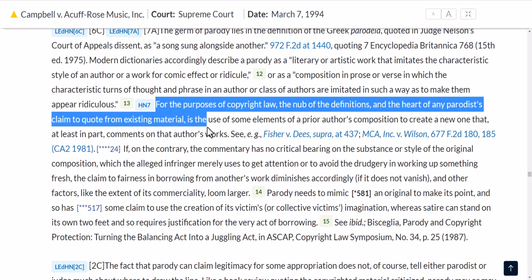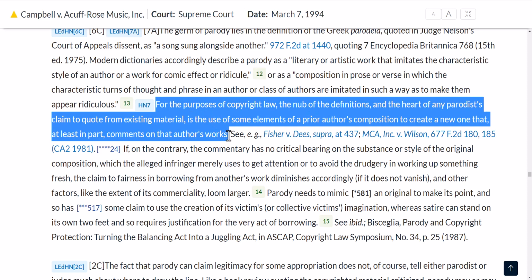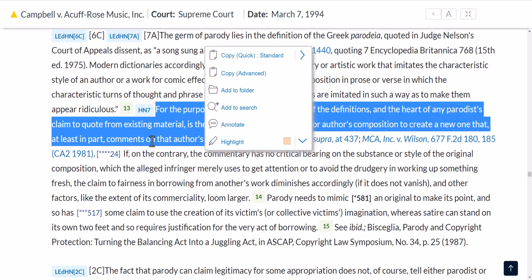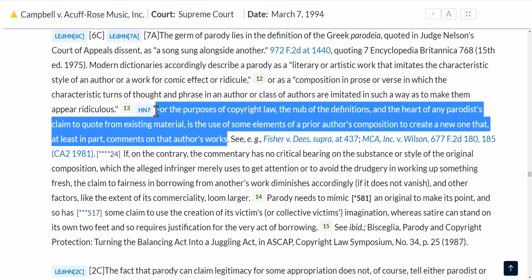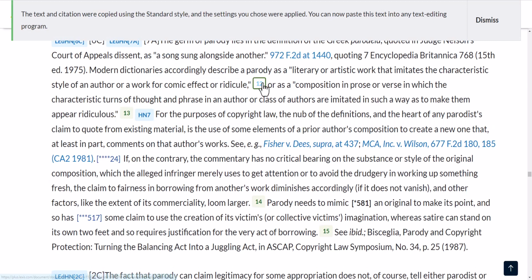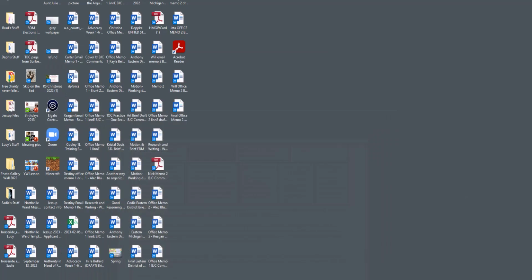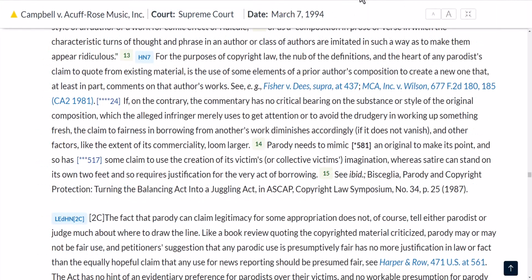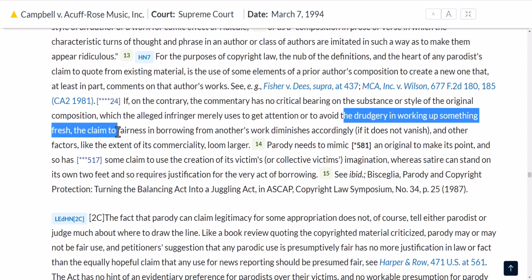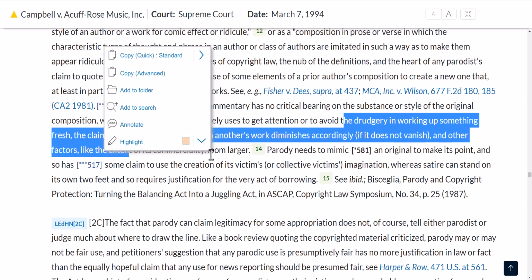Okay, I just found another rule in here, and this is the Campbell opinion, where it says that to be a parody, it has to comment on the author's work. So that's a problem because our song does not comment on a former work. So I'm going to put that here, sadly. Okay, I found the contra. The commentary has no critical bearing on the substance or style of the original. They use it to avoid the drudgery and working up something fresh. The claim to fairness and borrowing diminishes accordingly.